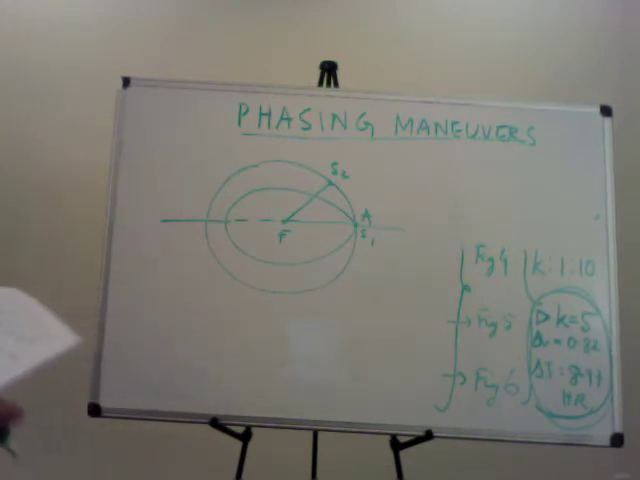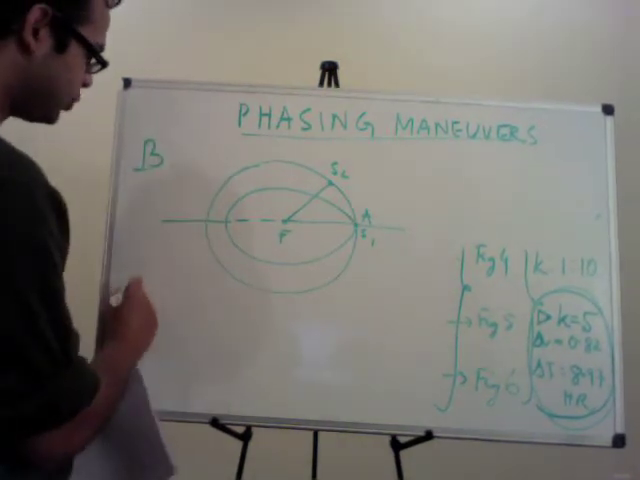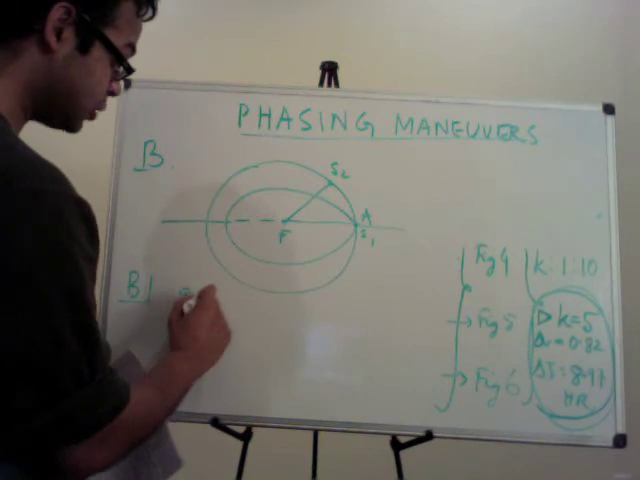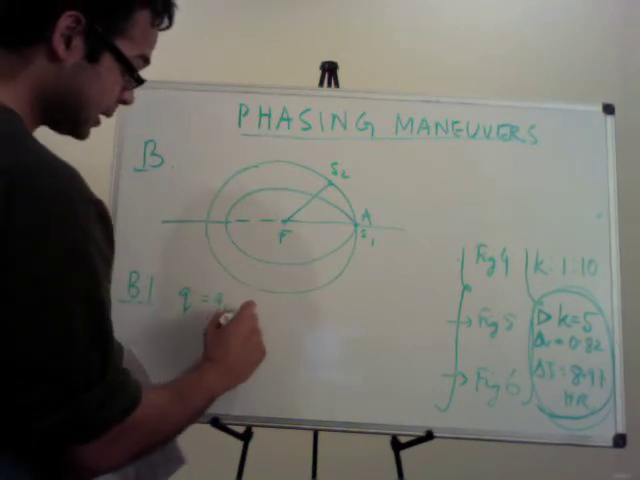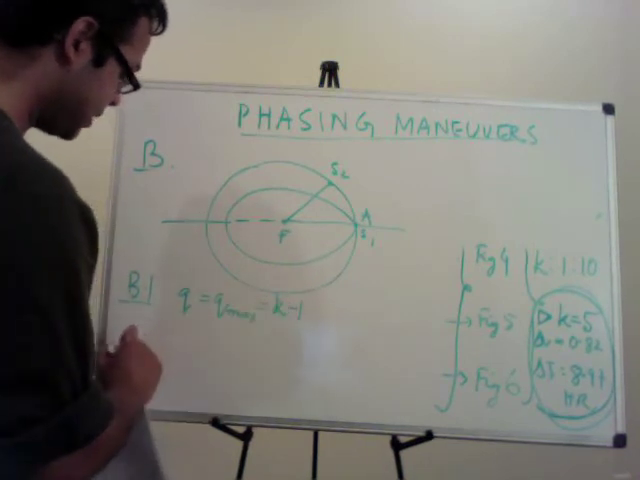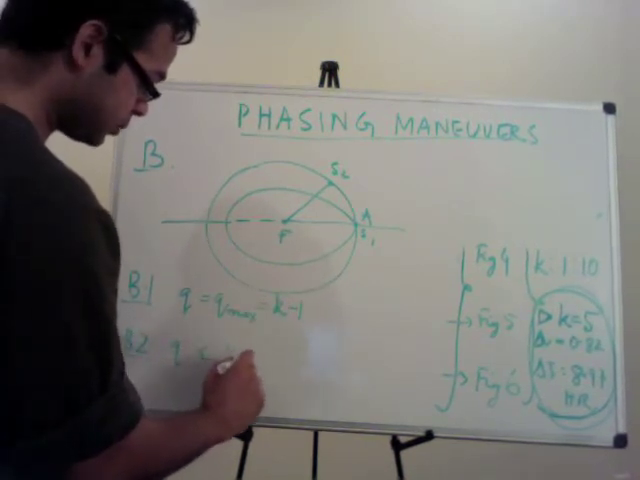Alright, so now this is case B. Again, there are two sub cases. B1, in which Q is that special case, Q is equal to Q max, and the maximum value it can take is K minus 1, and B2, in which Q is less than K minus 1.